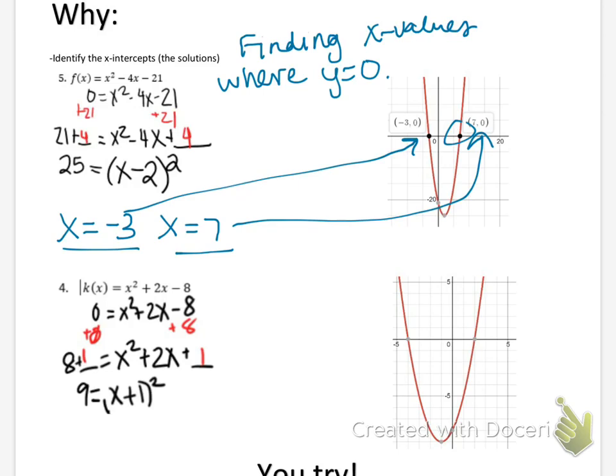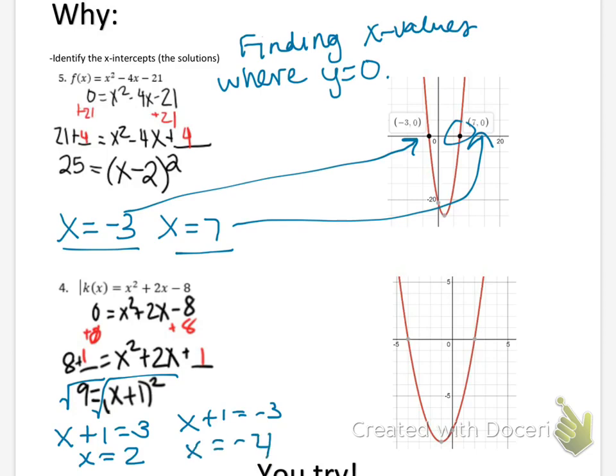So again, with number 4, I already completed the square for you. So we have 9 equals x plus 1 squared. If you solve this, let's see what we get. We'll square root 9. We'll square root x plus 1 squared. So we get x plus 1 equals positive 3. X plus 1 equals negative 3. So that we should get x equals 2 and x equals negative 4.